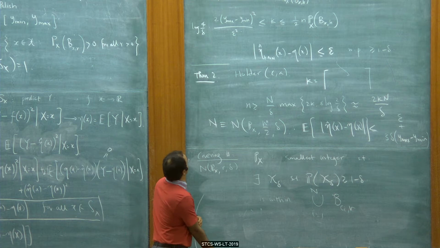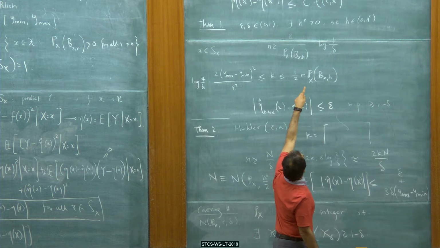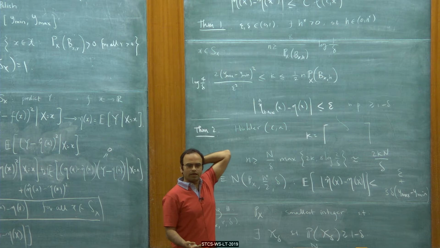All right, and again, the thought was that for this result to be true, really, N depends on the probability of a ball, right? Now, I could have a generic distribution, and then the probability of a ball could be arbitrarily small or large. That lack of regularity makes it hard.